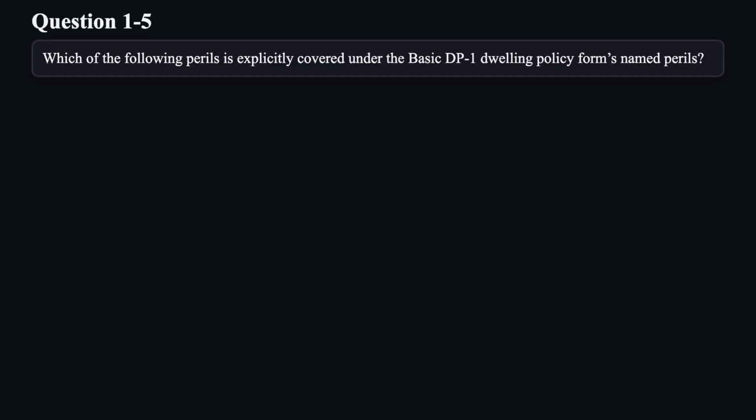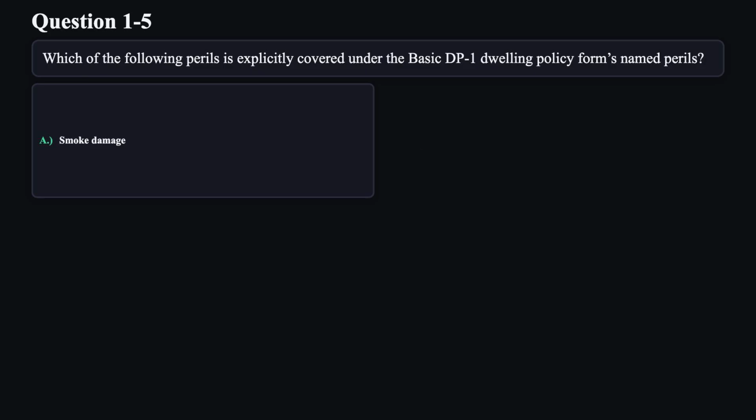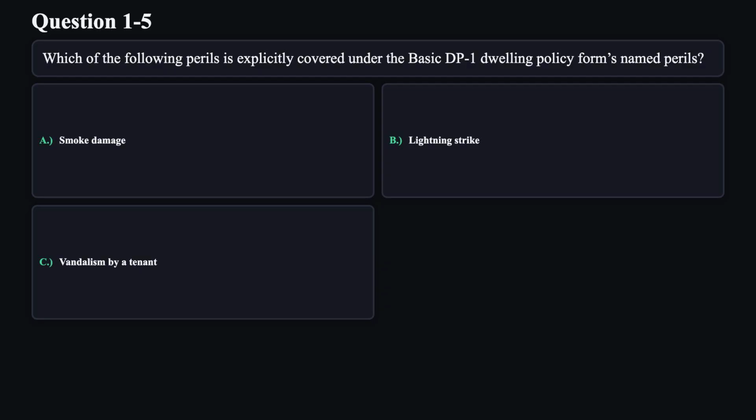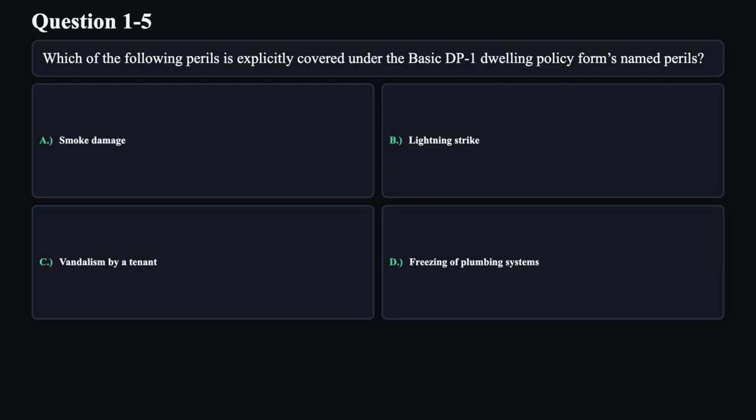Question 5. Which of the following perils is explicitly covered under the basic DP-1 dwelling policy form's named perils? A. Smoke damage. B. Lightning strike. C. Vandalism by a tenant. D. Freezing of plumbing systems.